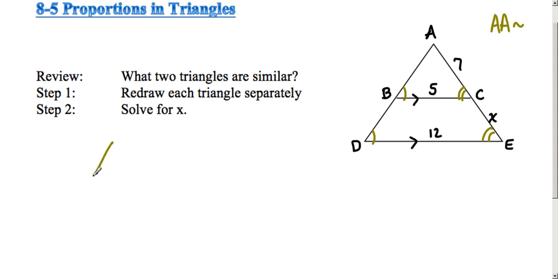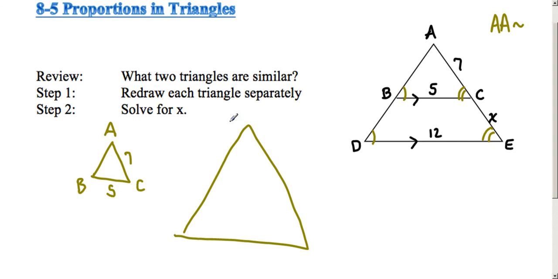So then we've got our triangle ABC here that has sides 5 and 7. And we've got the bigger triangle ADE that's got side 12. And for this side, we've got a 7 piece and an X piece, so if we just combine those for the whole side, then we get 7 plus X. Okay, then they ask us to solve for X.